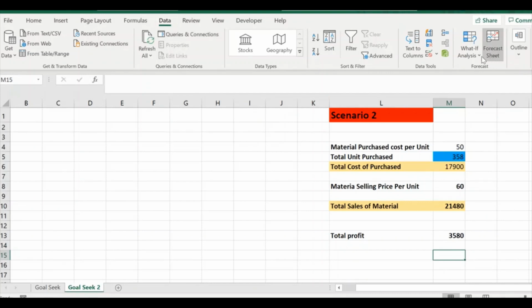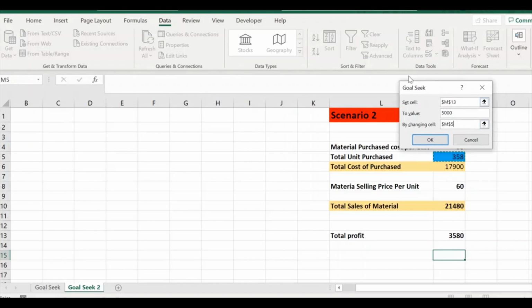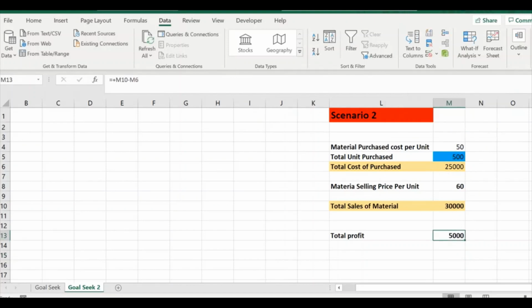Means I need 5,000 profit. So how many units do I need to sell? So here I am again using the Goal Seek function to get the desired output. Here you will get the answer. Okay, we need to sell 500 units to get 5,000 profit.